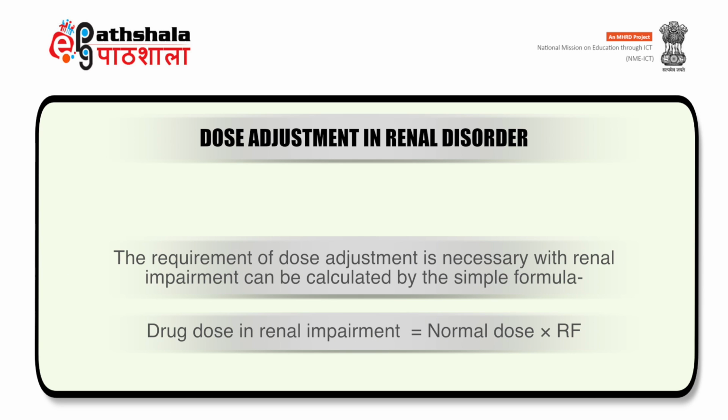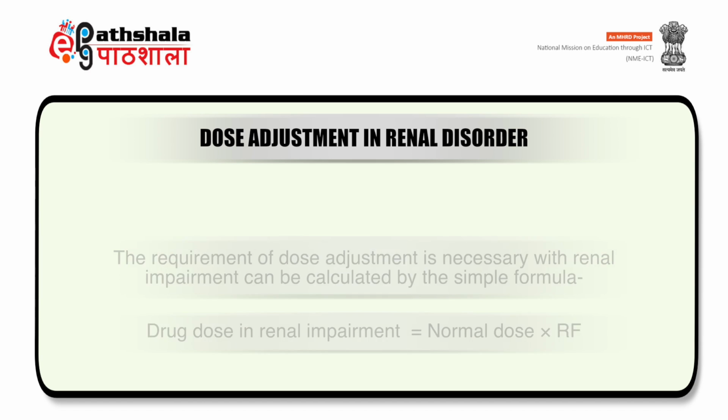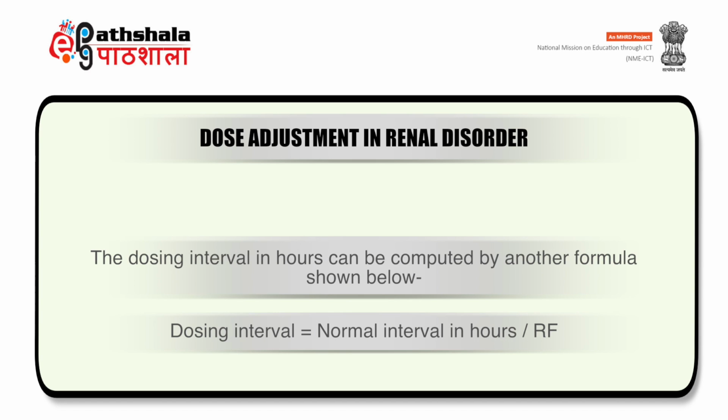The requirement of dose adjustment is necessary with renal impairment, and it can be calculated by a simple formula in which drug dose in renal impairment is equal to normal dose multiplied by renal function. The dosing interval in hours can be computed by another formula in which dosing interval is equal to normal interval in hours divided by renal function.